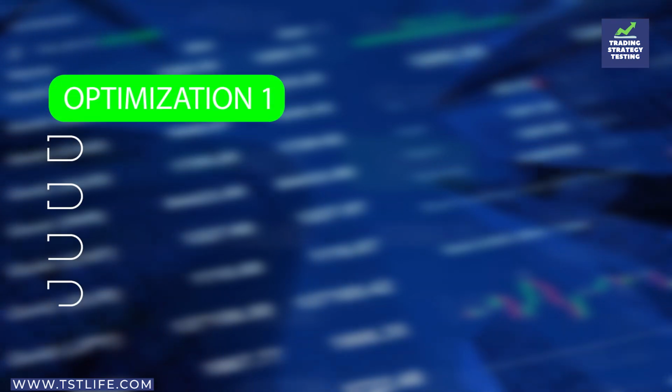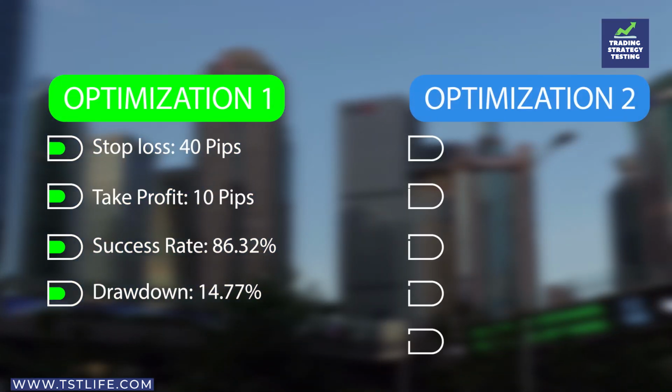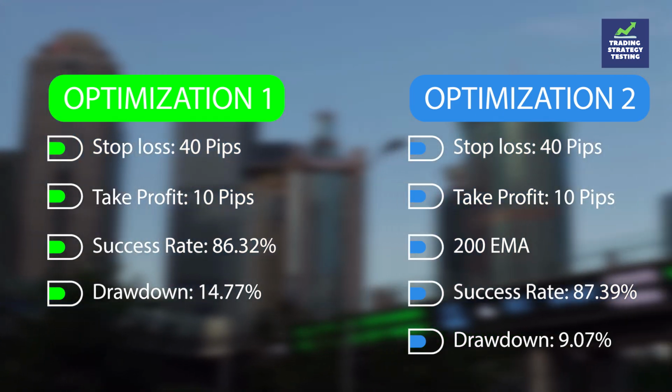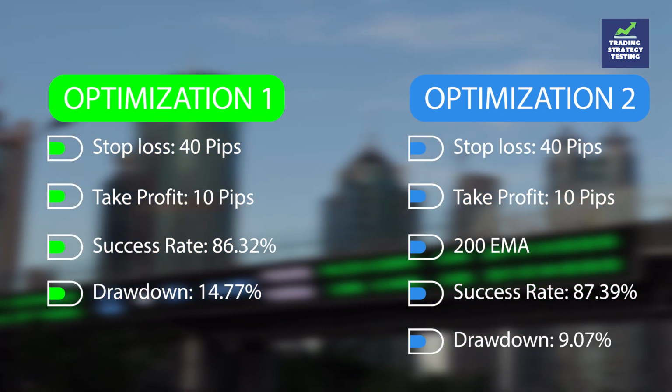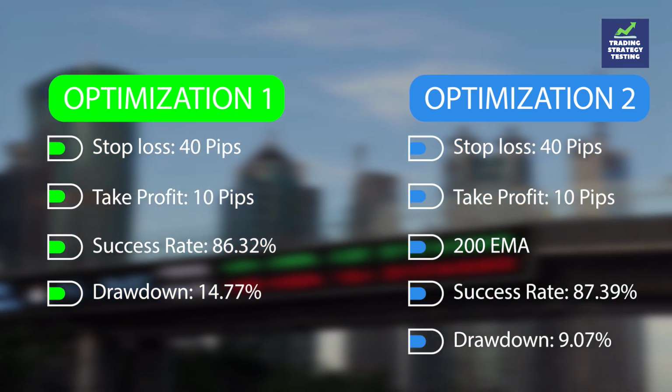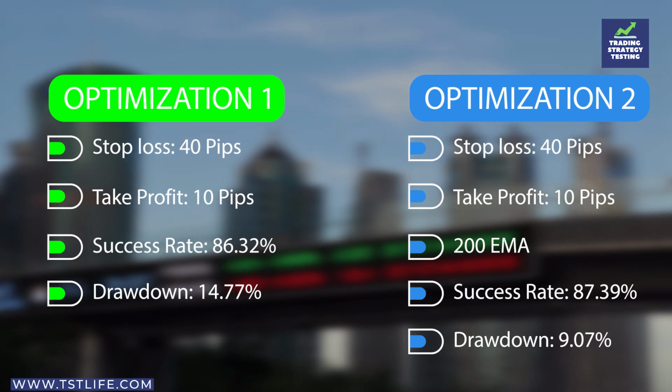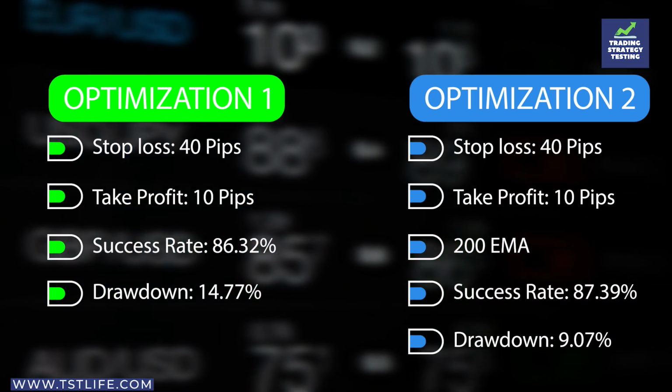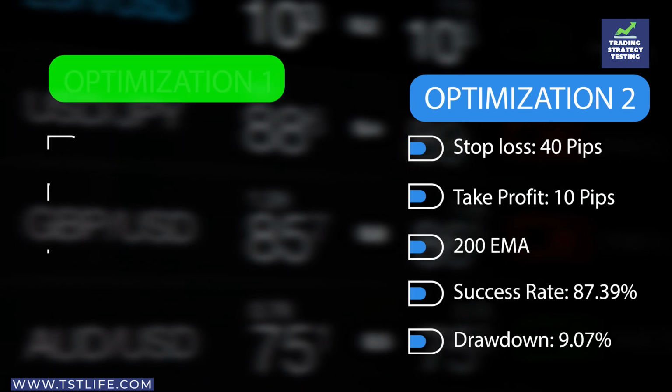Great, before we continue optimizing the zigzag breakout strategy, let's do a quick recap. At the moment we have managed to increase the success rate of our strategy to 87.39% and decrease the drawdown to 9.07% only by adding the 200 EMA to the setup. Let's continue optimizing the strategy.